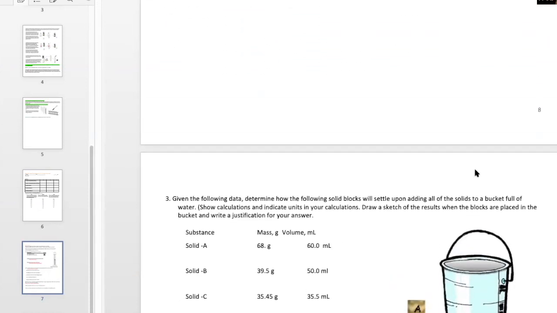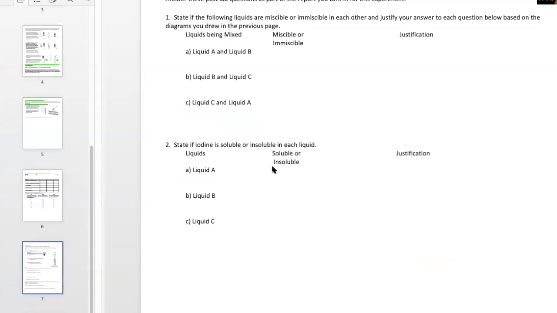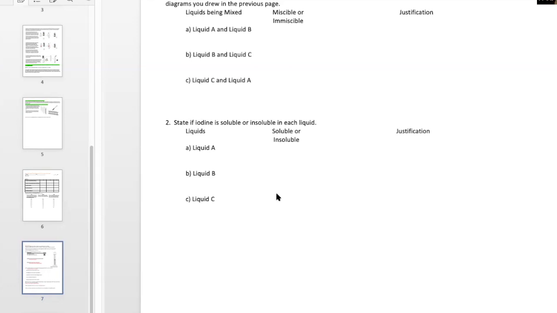And then your post-lab is just figuring out A and B, which did they mix? Did they not mix? Justification. That's your observation. Liquid B and C, did they mix? Did they not mix? Justification, your observation. Liquid C and A, did they mix? Did they not mix? Justification. And then here, this part is, did the iodine go in A? Did the iodine go in B? Did the iodine go in C? Justification. Justification is always the evidence that you observe. That's why when you're actually doing these experiments, you want to write down your careful observations. That way you can write it here.